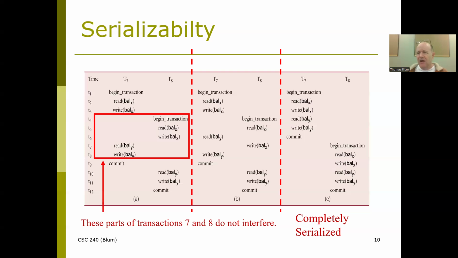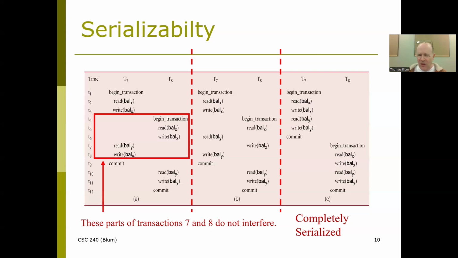But it's seeing what transaction 7 had already done. And transaction 7 was done with balance X. So it's not going to change the value of balance X after transaction 8 reads it. So we're okay here. And then transaction 7 does something to Y, and then it is done before transaction 8 has anything to do with Y.